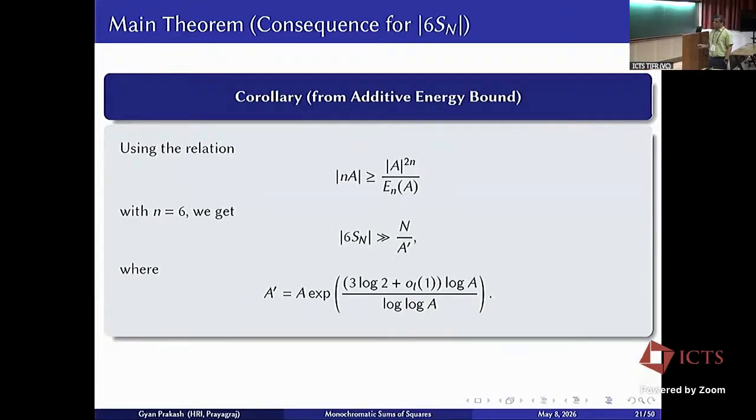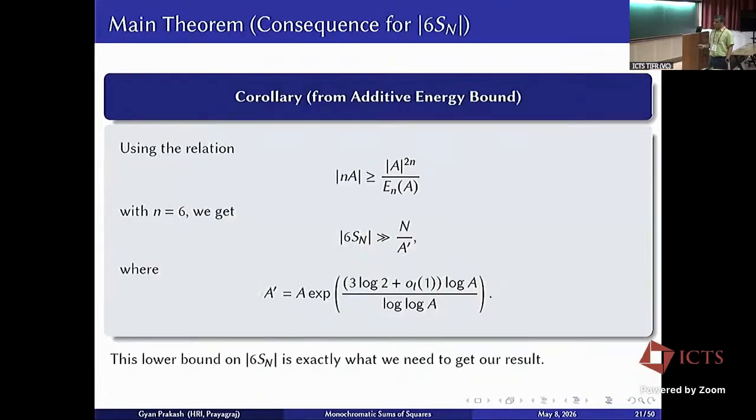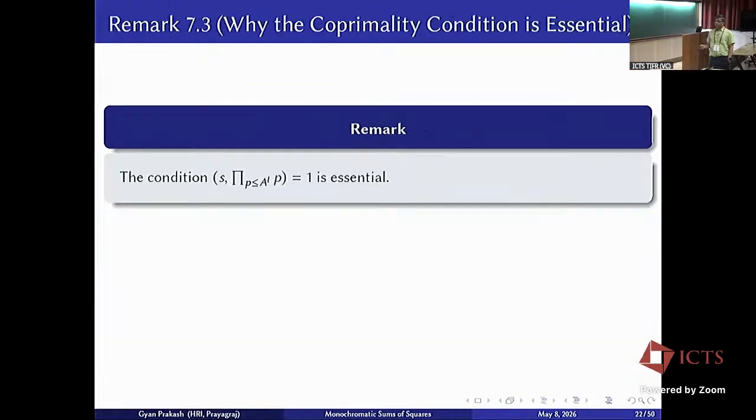So anyway, that is what I said: if I obtain this result, then I will get a result. So the condition that is essential, because if you remove this condition, the bound on additive energy no longer holds. So what is the example?